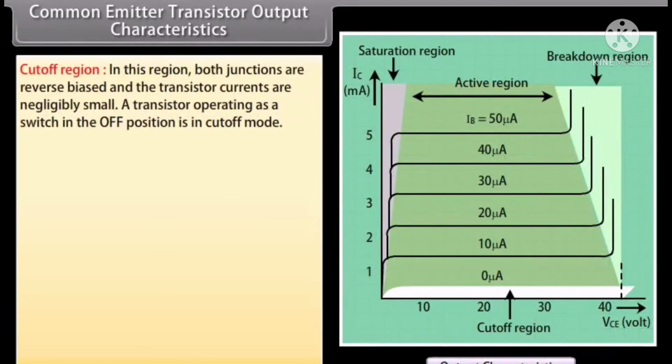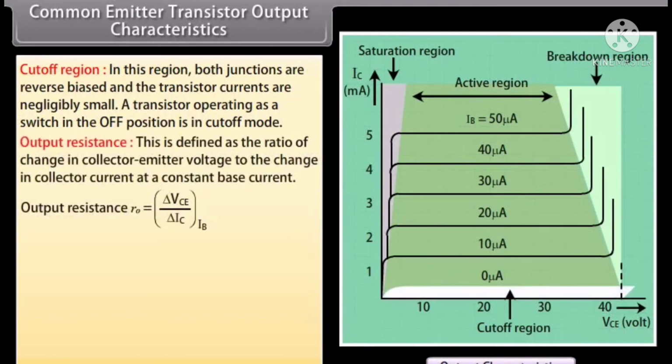Cutoff region. In this region, both junctions are reverse biased and the transistor currents are negligibly small. A transistor operating as a switch in the off position is in cutoff mode. Output resistance. This is defined as the ratio of change in collector-emitter voltage to the change in collector current at a constant base current.